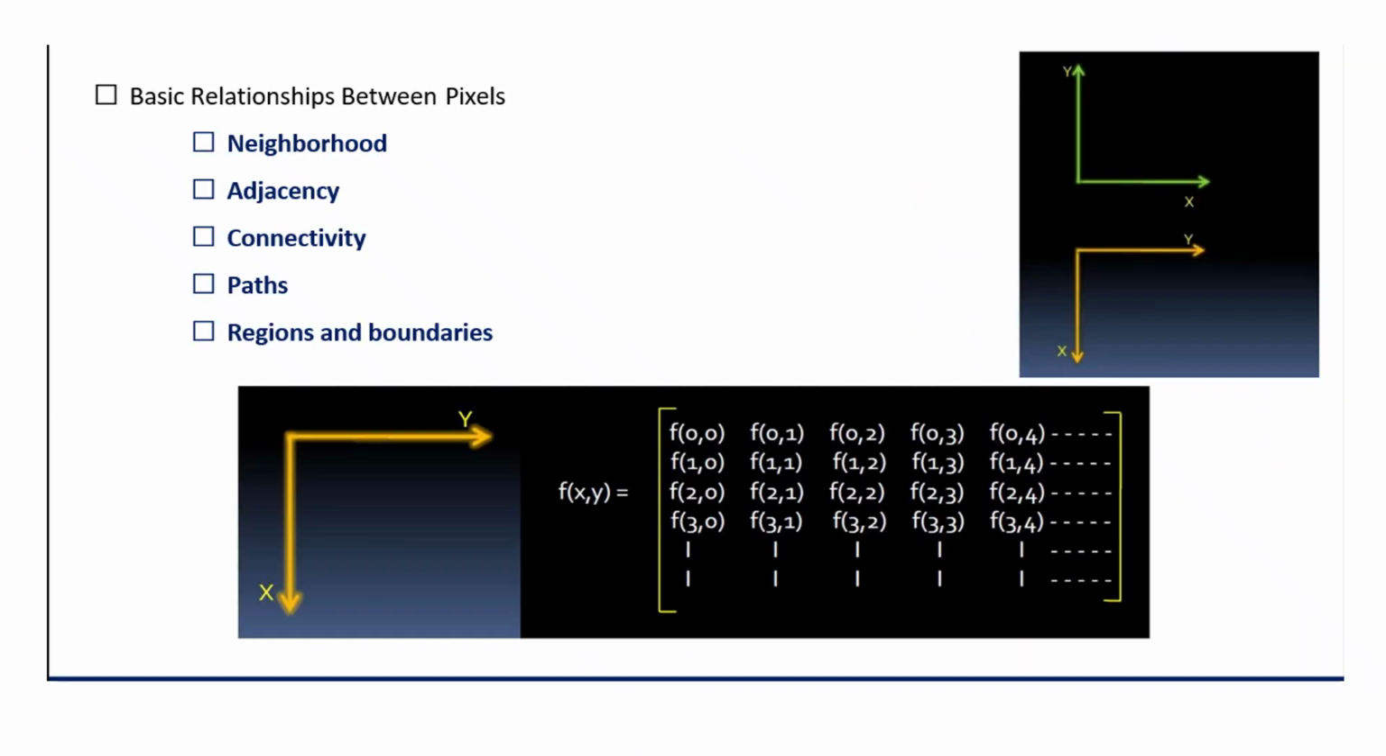In this basic relationship between pixels, we'll be seeing about the neighborhood, adjacency, connectivity, paths, regions, and boundaries. So this example shows the points, coordinates, how it is located for any image. The first point is considered as 0, 0. The next will be 0, 1, 2, 3, 4, etc. in the horizontal way. In the vertical direction, it will be considered as 1, 0, 2, 0, 3, 0 in this way.